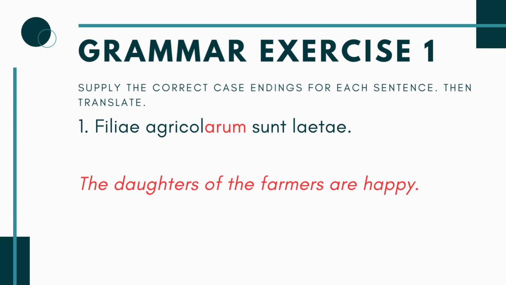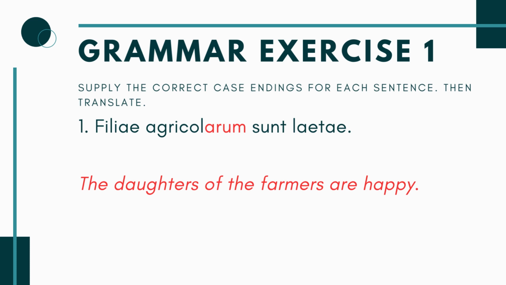You have filiae agricolae blank sunt laetae. Now here you already have the word filiae, right? So the main idea is filiae sunt laetae. The daughters rather are happy. Now the word agricola, it's not going to be the subject because I already have one, right? Filiae is working as the subject. And since filiae is plural, we have a plural verb sunt. So instead, this is going to be genitive, okay?